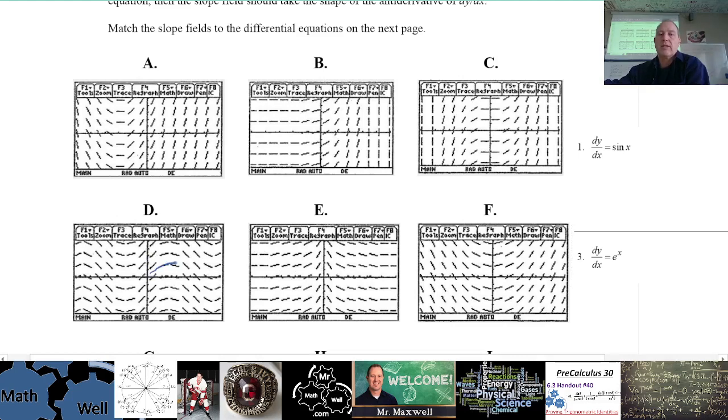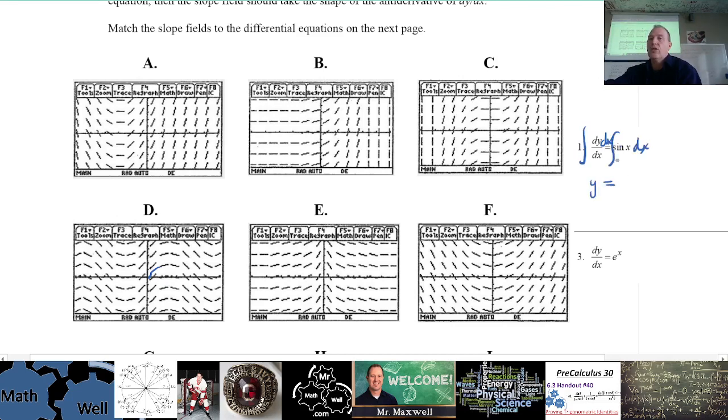This looks pretty close to sine x, right? This looks like sine x there. D does not go with number 1. Okay? That's not right. Why? Because what we're trying to look for is a slope field where the solution to a differential equation would fit. So in this case, the easiest thing to do would be to solve, because we can take the integral of sine really easily.